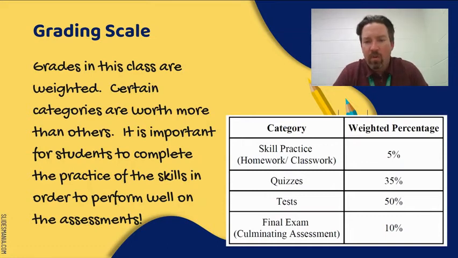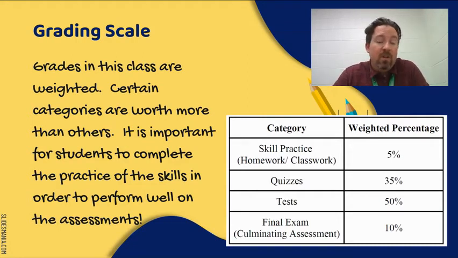If you're looking at their grade and wondering how that final number is calculated, the categories are weighted this year. Their skill work, anything that I assign for homework or classwork that gets graded, will be 5% of their grade. Quizzes will represent 35%, tests will be 50%, and then their final at the end of each semester will be 10% of their final grade. I want their grade to represent what they know and what they can show me that they understand. We really get that from the quizzes and tests and not from that practice time.